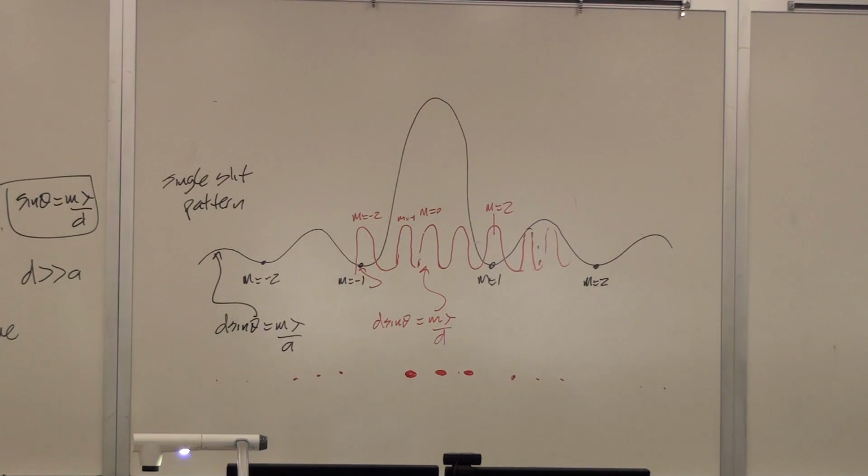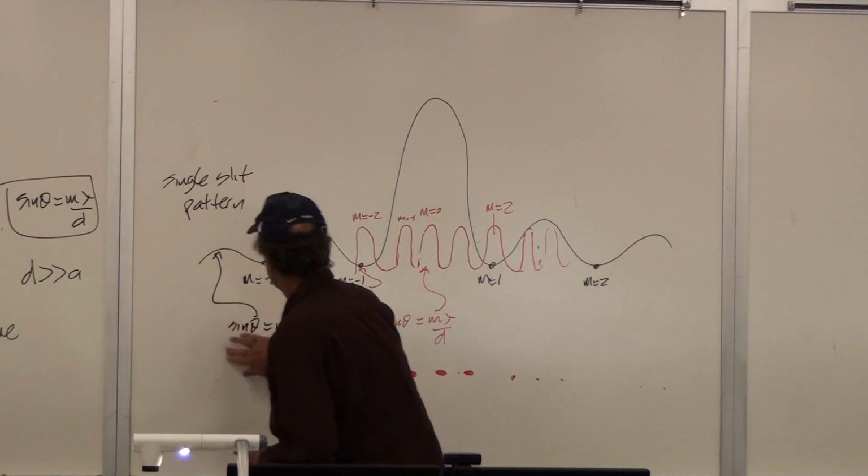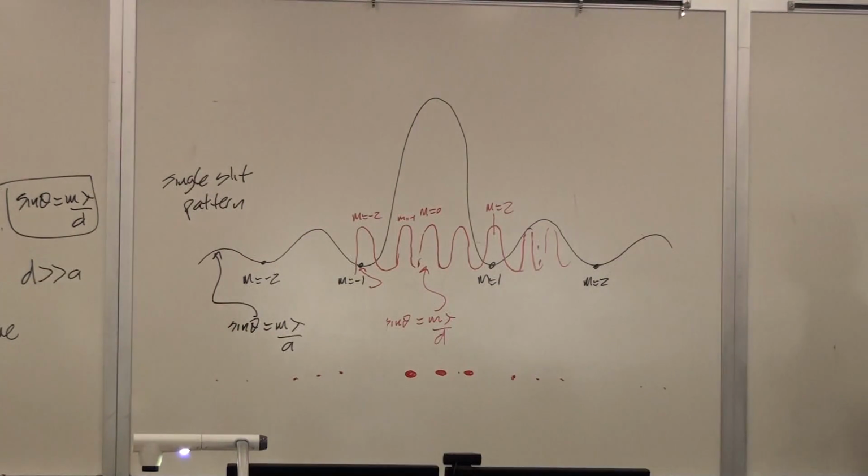Where you have d sine theta equals m lambda over d, is the d on the left-hand side of both those equations not... I'm sorry, this should have been a. I'm sorry. Should have been a. Thank you.